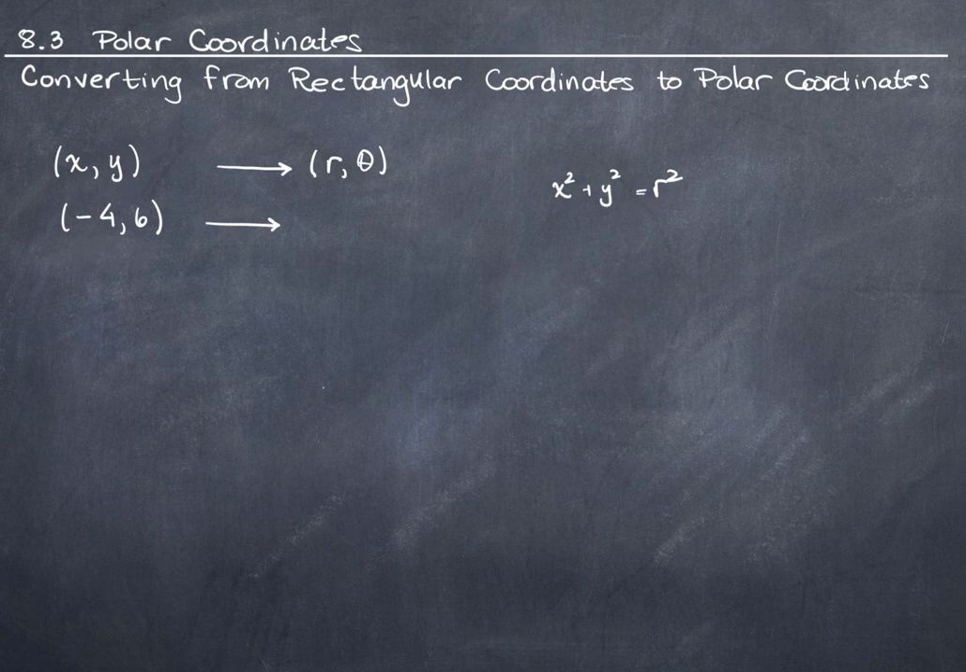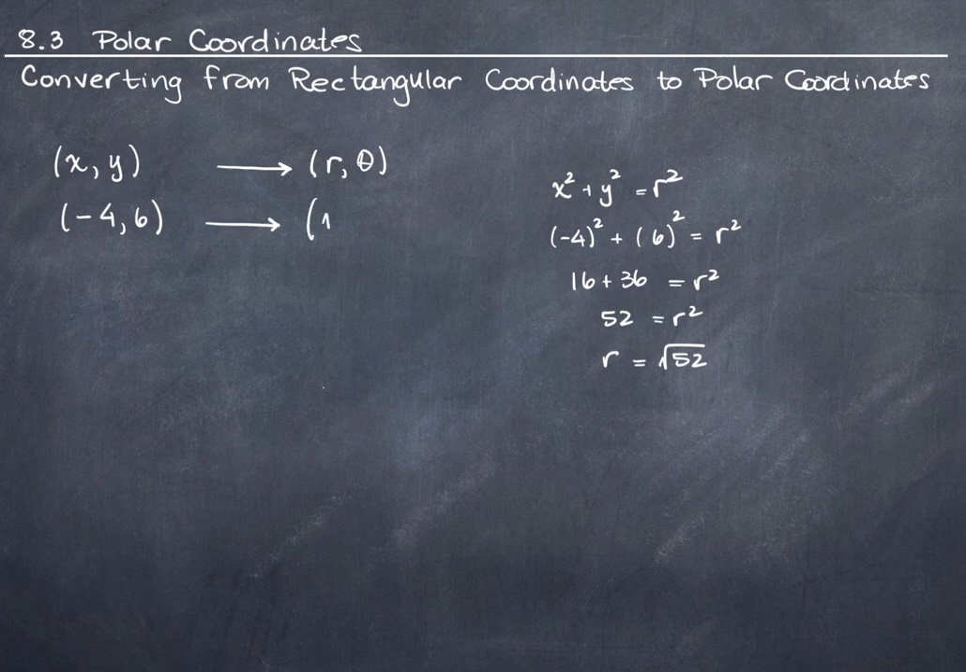So I can take x and square it and add it to y squared, and that's going to give me r squared. So let's see, that's going to be 16 plus 36 is r squared. Add those two together and you get 52 equals r squared. So r equals the square root of 52. Now, when I write my coordinates, I'm going to have the square root of 52 for my radius, and I need to figure out what my theta is, what my angle is.